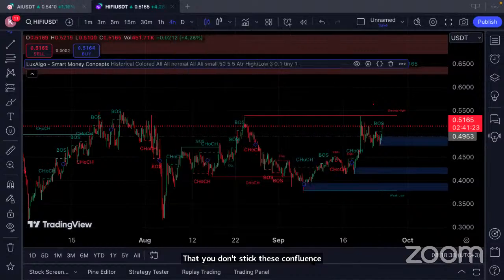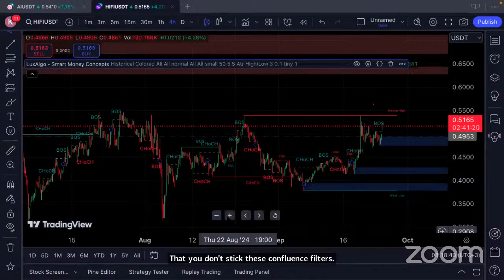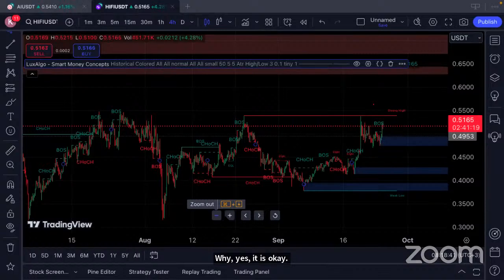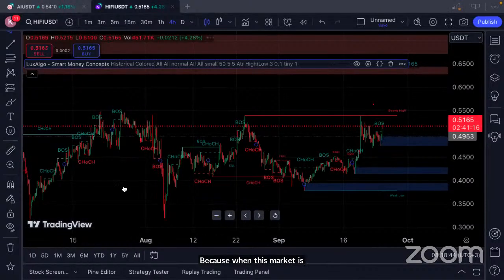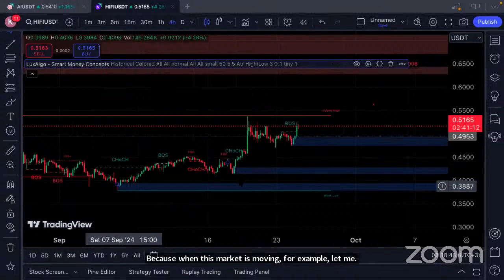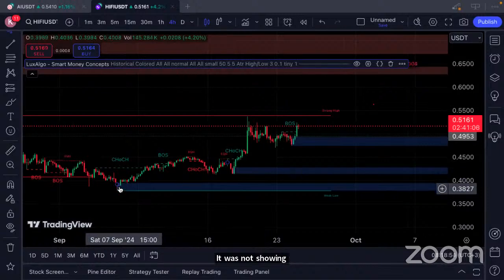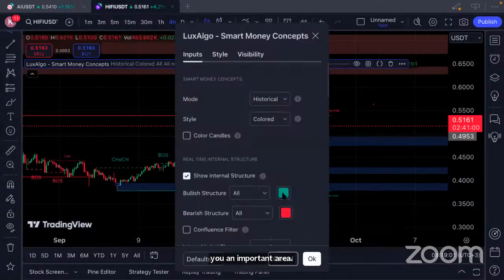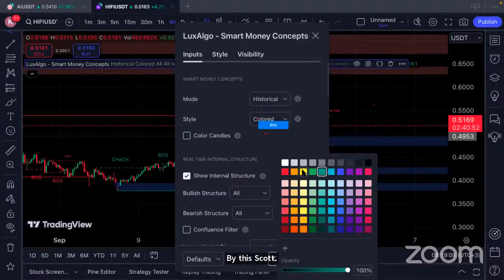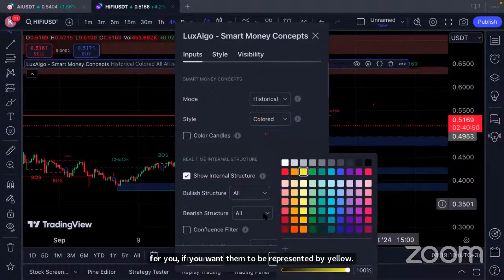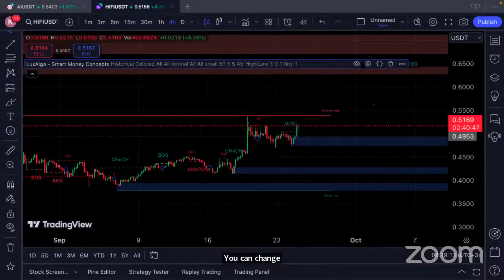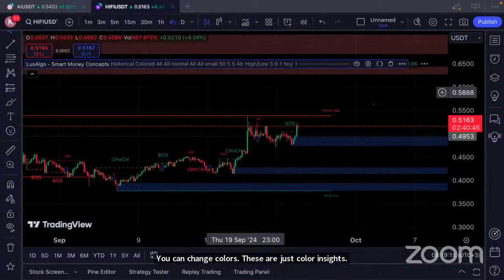Why? Yes, it is okay, because when this market is moving, for example, let me widen here. Especially this one, it was not showing you a breakout. It was just showing you an important weak area where we expect buyers to come in. And the buyers are being represented here by this color. So if you want them to be represented by yellow, you can change colors. These are just color insights, so it's not a big deal.